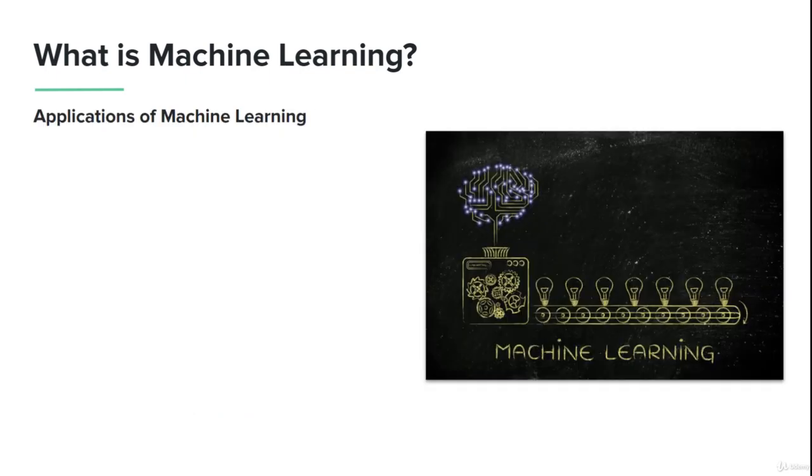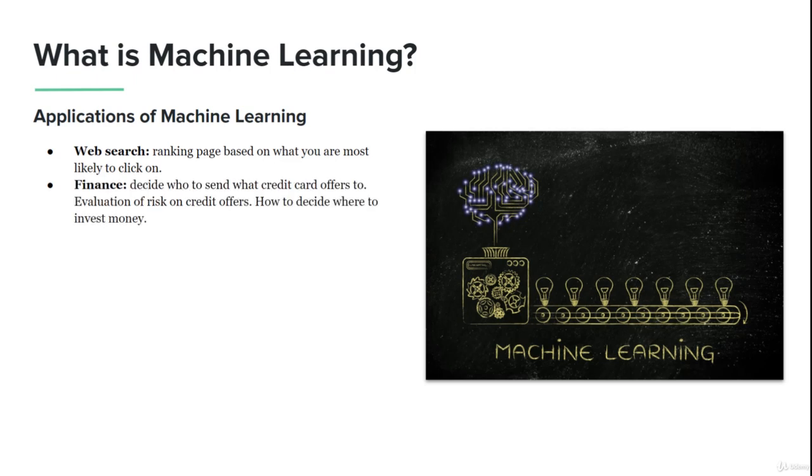So let's look at some applications of machine learning. Some of the various applications are going to be web search, ranking pages based on what you're most likely to click on. Then we have finance, where you're deciding who to send what credit card offers to, the evaluation of risk on credit offers, how to decide where to invest money, right? Just think about any time that you are online and you're looking to get a credit card offer, or you're looking to submit an application to get some store credit, or whatever that may be, where you're looking to get extended some sort of credit.